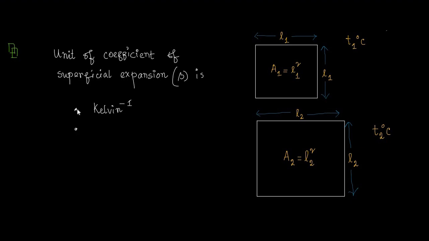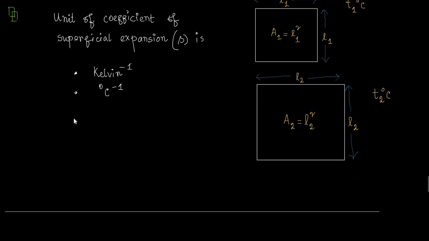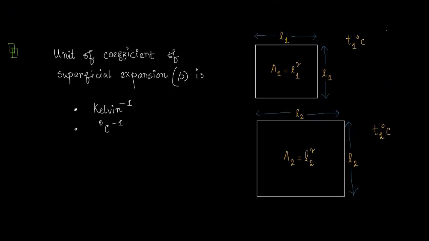Now, the unit of the coefficient of superficial expansion beta is Kelvin to the power minus 1 or degree C to the power minus 1. Beta can be written as dA divided by A dt.